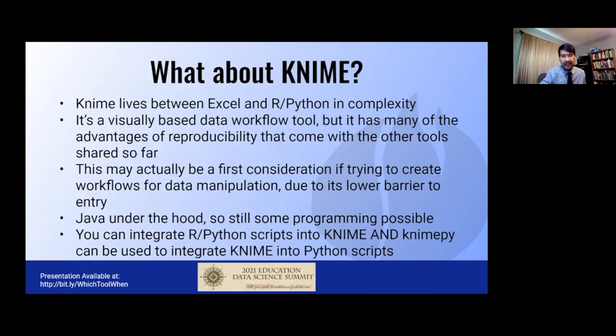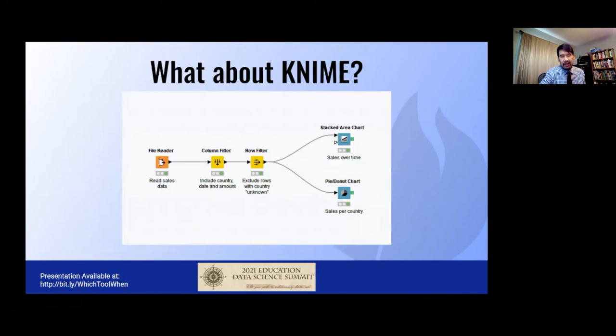I've got just a quick few slides on KNIME. KNIME lives between Excel and R and Python in complexity. It's visually based and has many of the advantages of reproducibility that come with the other tools. It might actually be a first consideration because it has a lower barrier to entry. It's Java under the hood, so you can still do some programming. You can integrate R and Python scripts into KNIME, and KnimePy can go the other way. Instead of typing out each of the steps, it's more like building blocks that do the work.